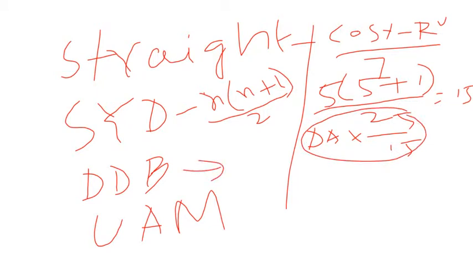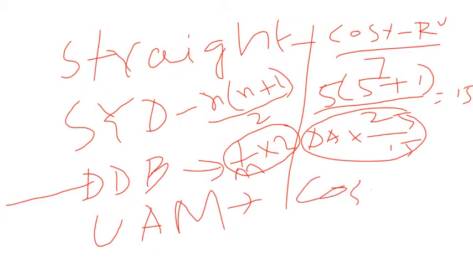And for the double declining balance method, the rate of depreciation would be 1 over number of years, that is 1 over n, multiplied by 2. And in case of units of activity, the per unit depreciation would be cost minus residual value, divided by number of units. Okay, this is the per unit depreciation. So you will see the examples. We have already solved this kind of problems in the class.